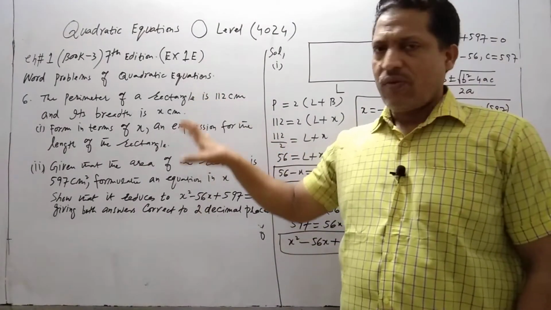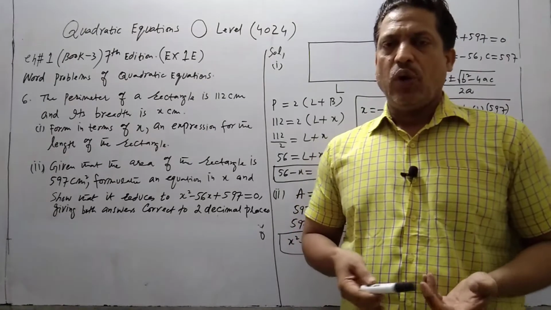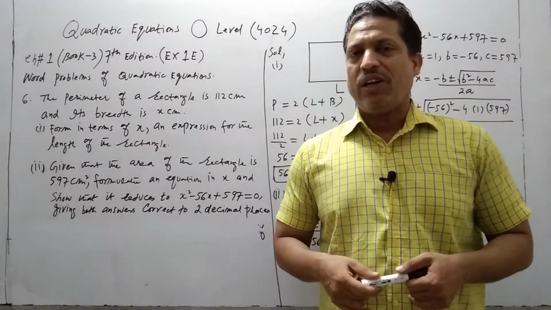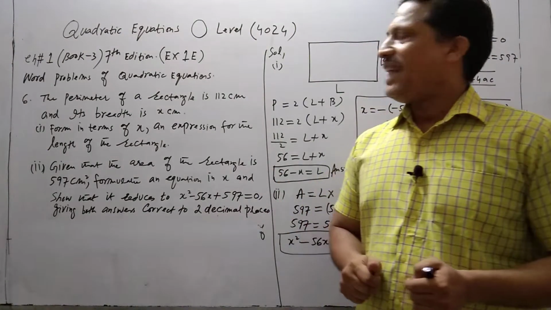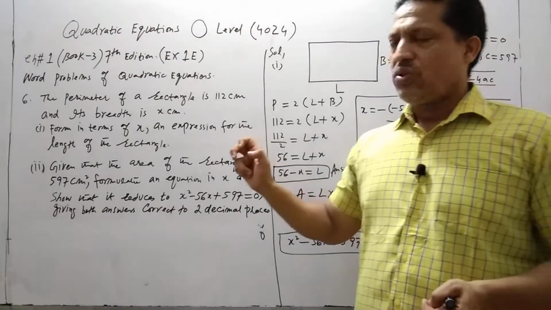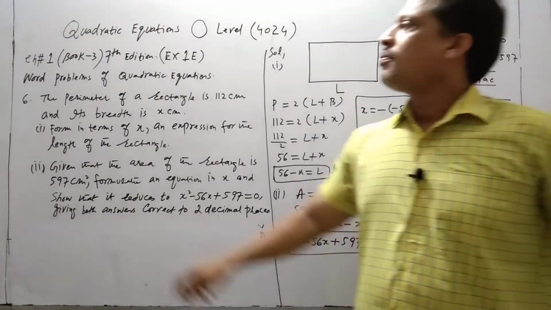Actually, word problems of quadratic equations almost come every year in paper 2 mathematics. Paper 2 means where calculator is allowed. So today we are going to start exercise 1E. I choose question number 6. Let's have a look.